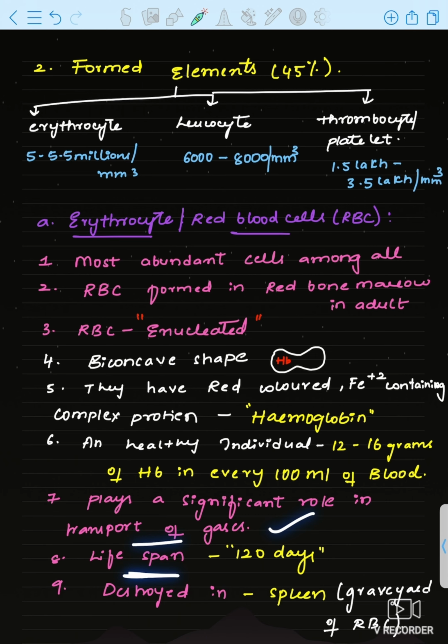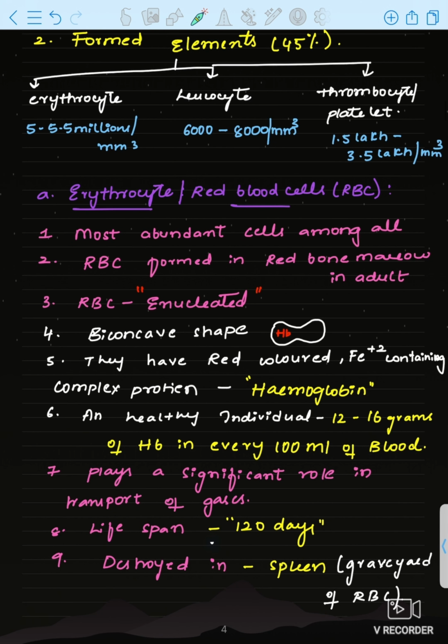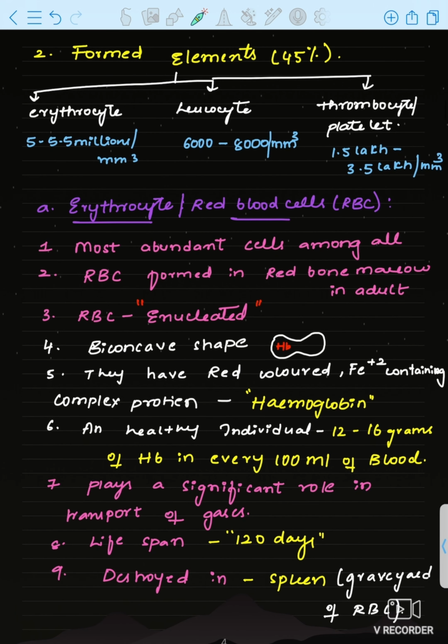What is the lifespan, for how long can an erythrocyte live? That is 120 days. After 120 days it will die and new cells will be produced from the red bone marrow. Where will it die? They are destroyed in the spleen. Spleen is an organ in which RBCs are destroyed, that's why it is called the graveyard of RBC. So we are done with erythrocytes.